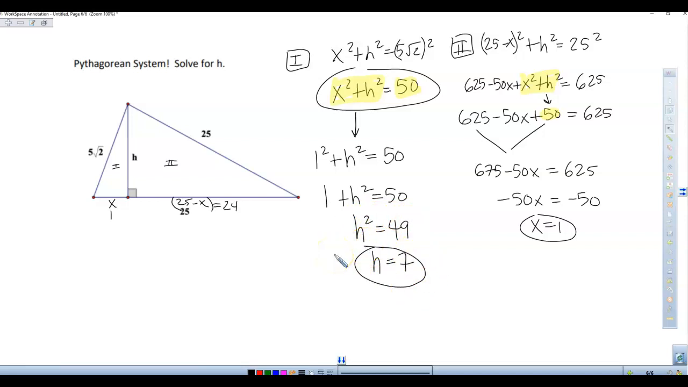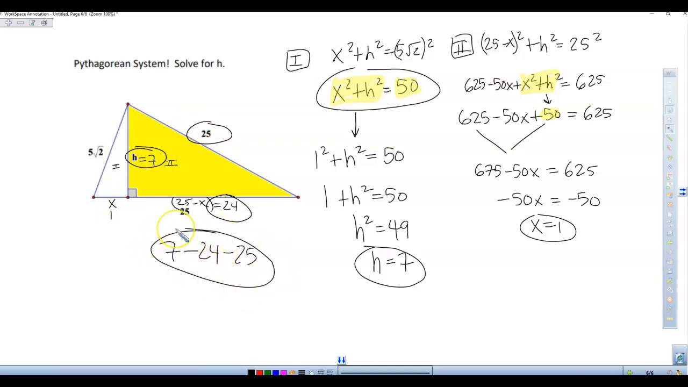The other thing you could have done is right here, you notice that this triangle, let's see, I want to focus on this triangle. You should notice that this is 24, this is 25, so h must be 7. That is a Pythagorean triple. 7, 24, 25. And if you notice those things, you all, it just makes your life a bit easier.